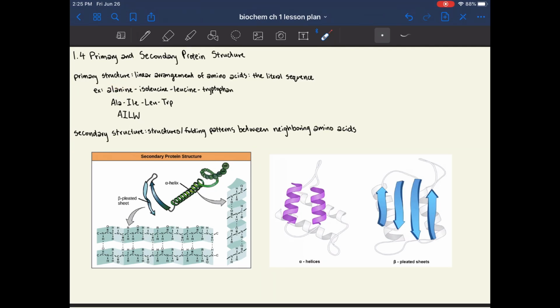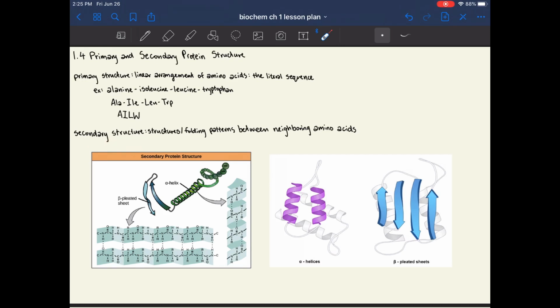Primary structure is very simple. It's just the linear arrangement of amino acids. So if I have a peptide made of 4 residues here, alanine, isoleucine, leucine, and tryptophan, the primary structure is just the order that they're connected in. And on the MCAT, you can expect to see primary structure in the full name form, the 3-letter form, or the 1-letter form.